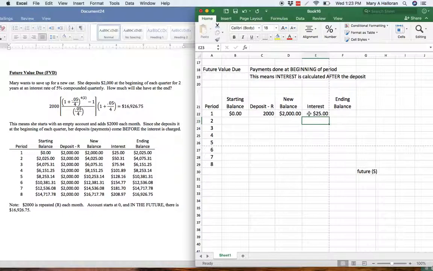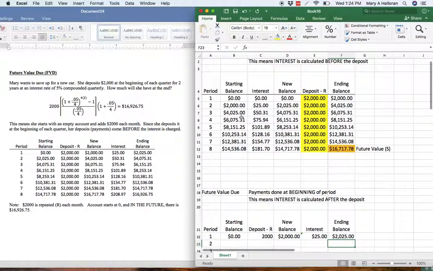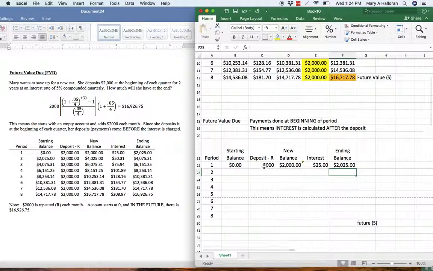So I make 25 bucks in the first period. Equals the cell in there plus the amount. And, there we go. So 2,025. So do you see the difference here? This first period, at the end, I only have $2,000. I didn't make any interest because I did the deposit after interest would have been calculated. Whereas this way, I made a deposit. It sat for the entire period, and then I got some interest. So then that's going to sit in my account.